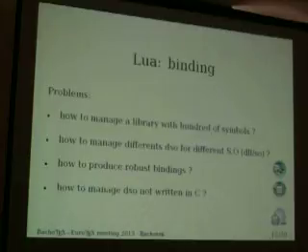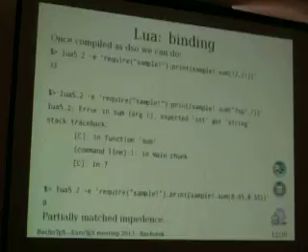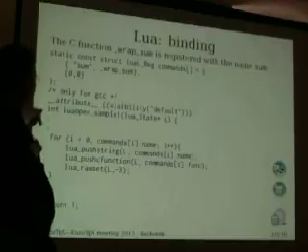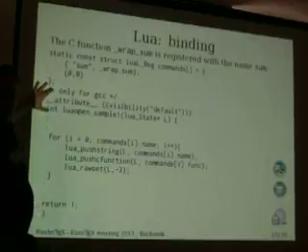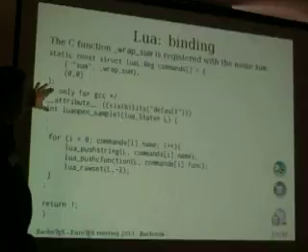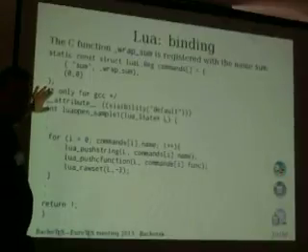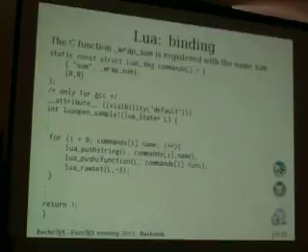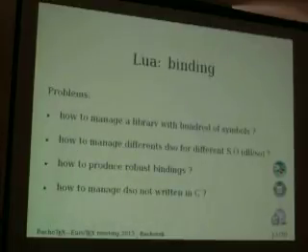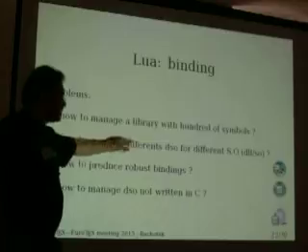So we have seen the binding of just one simple function. But what if I have a library with hundreds of symbols, hundreds of functions, hundreds of structures? Also, this is valid only for GCC. It makes no sense for the Microsoft compiler. So I also have this problem of different operating systems.